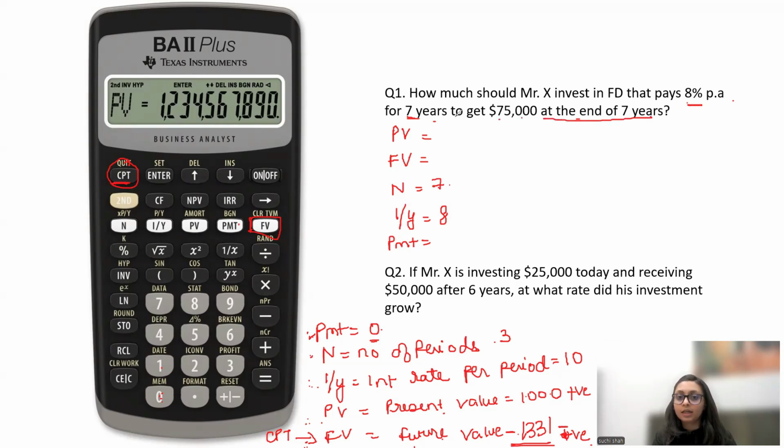To get 75,000 at the end of 7 years. So what is 75,000? It is a future value. And it is asking me how much I should invest today so that I will get 75,000 after 7 years. PMT is 0. You have to compute your present value. Press compute and then press present value. Yes, I hope everybody is getting it. You should get the answer of 43,762 approximately.